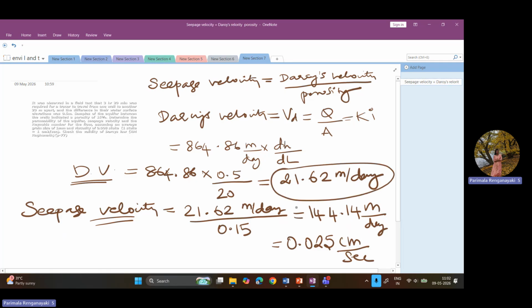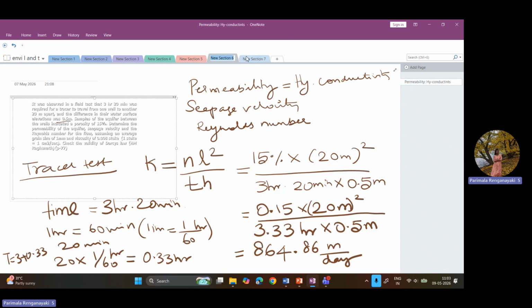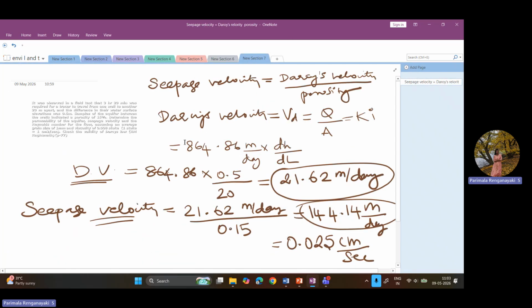We studied in the definition that the seepage velocity is always higher than the Darcy velocity. Here it is proved. Now, what is the next thing we need to find out? They are telling us to find out whether the Darcy law is valid or not. The Darcy law is valid if the Reynolds number is less than 1, or 1 to 10 also the Darcy law is valid.